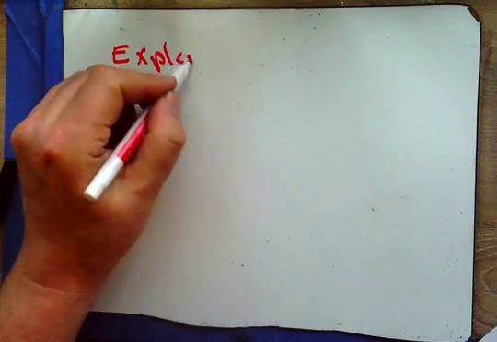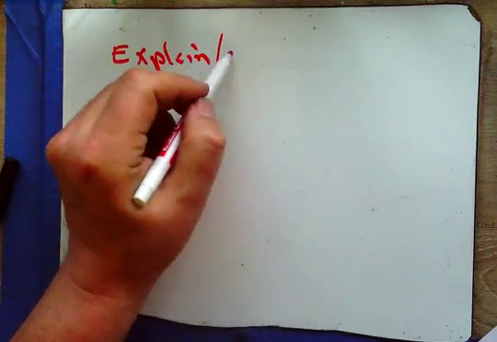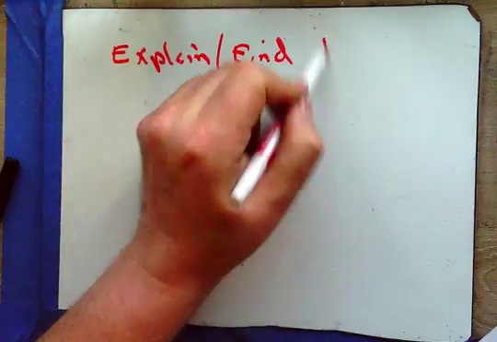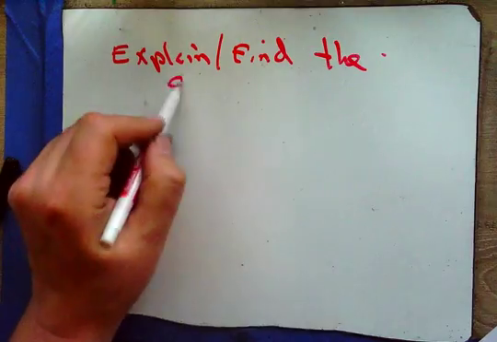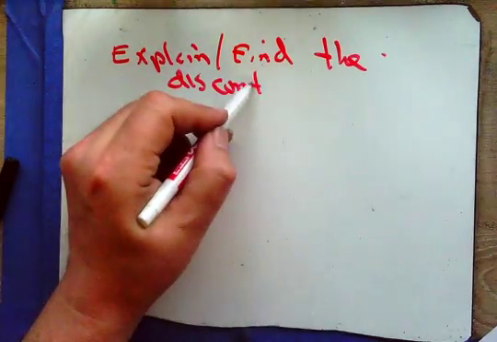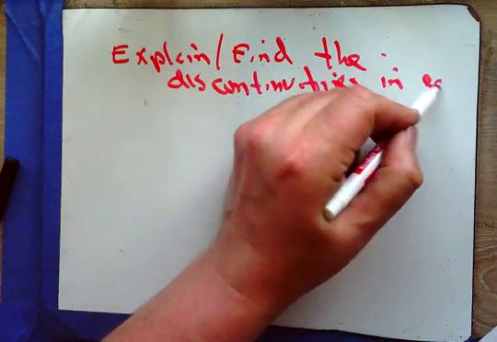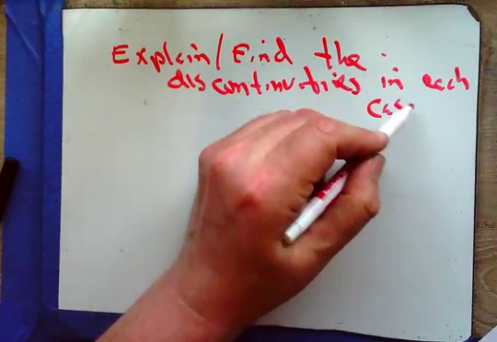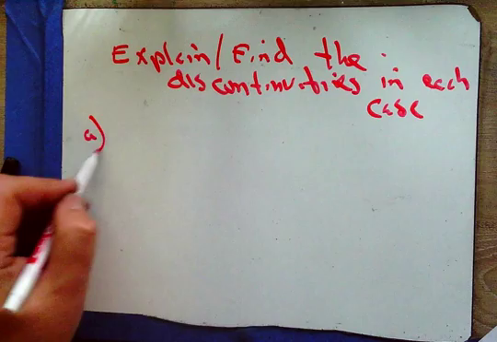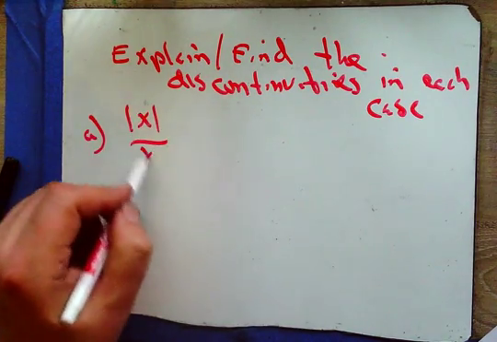Next, how about discontinuities? Explain or find the discontinuities in each case. First case, absolute x over x.